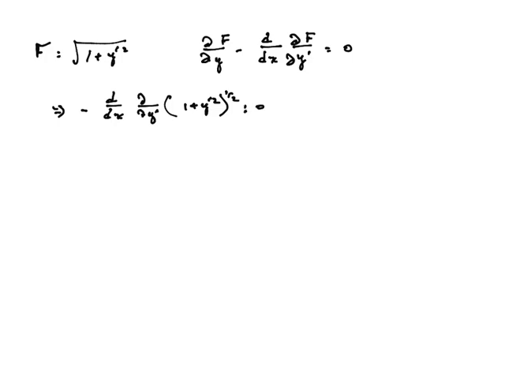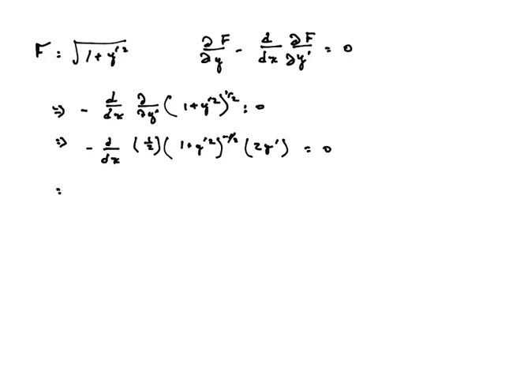And this is equal to 0. Well, the minus can go away, or we could leave it. Let's see what happens. Minus d by dx of the partial of this stuff in the parentheses. Well, first of all, we get a 1/2. Then we get that thing, 1 plus y prime squared to the minus 1/2. And then we've got to differentiate the inside, and that gives us a 2y prime. And all of this is equal to 0.